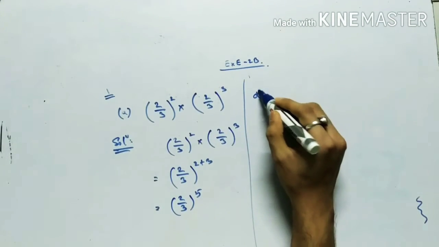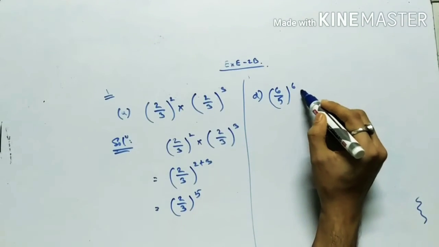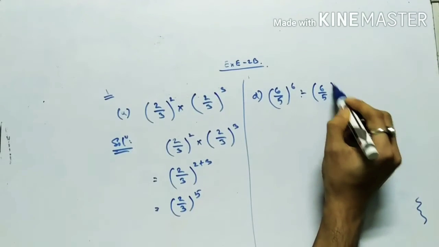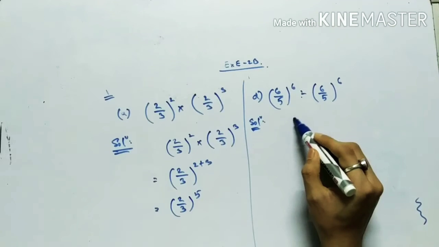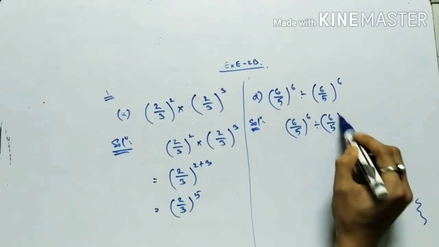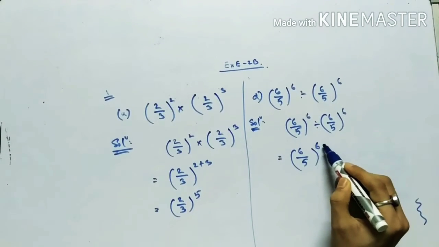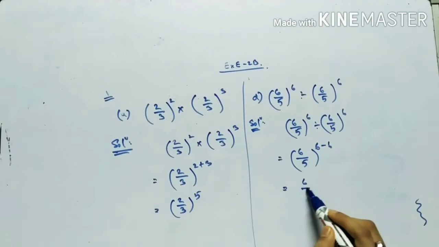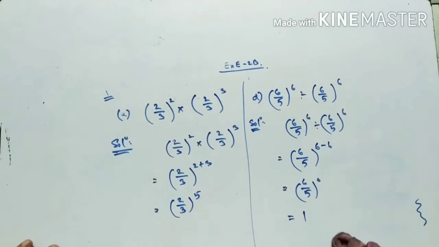Next I will do type D. This is 6 by 5 to the whole power 6 divided by 6 by 5 to the whole power 6. So this is 6 by 5 to the whole power 6 minus 6, which is 6 by 5 to the whole power 0, which is equal to 1. Okay.